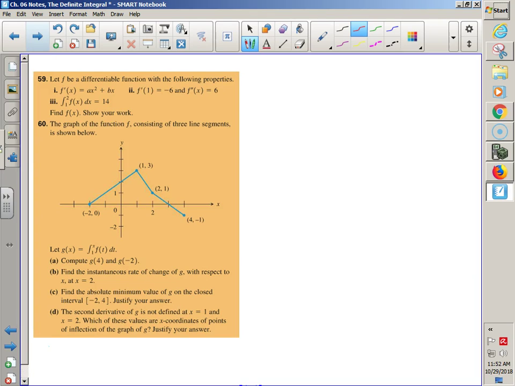59. Oh, what do we know? It says find F. We know all these clues. This looks fun. It's like a puzzle.